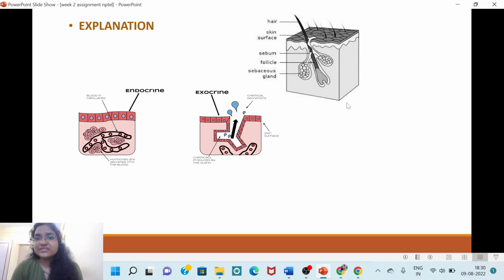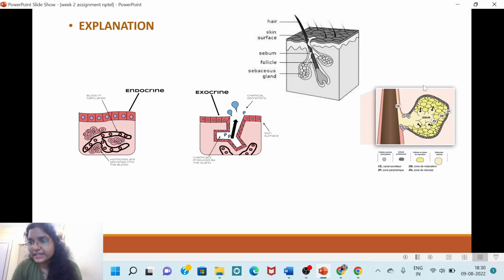So, this is the structure of our skin. This is the skin surface, and as you can see here, this is the hair follicle, hair and the follicle beneath our skin, and we can see here the sebaceous gland which secretes the sebum, right? Whenever the hair follicles open up, right? If you want to see in detail the structure of sebaceous gland, which have sebum in them, which release sebum when the hair follicles open up, right?